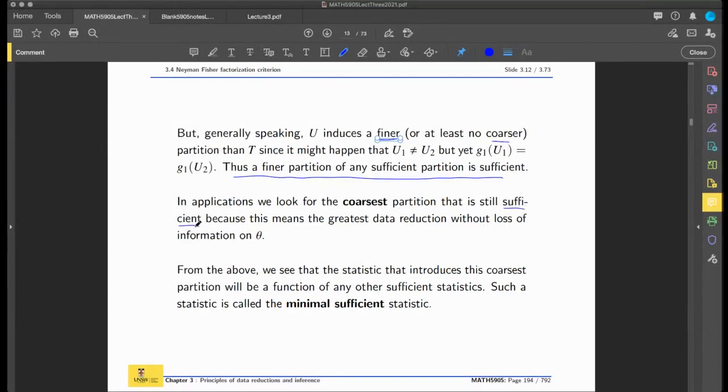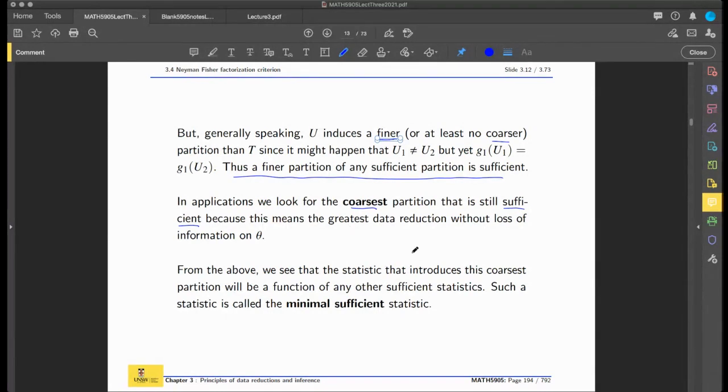Okay, because we don't want to lose information on theta, but we want it to be the smallest number of sets as possible, or the lowest dimension if I'm talking about my sufficient statistic. Because then we have the greatest data reduction without losing information about theta, right? And that's the goal. That's why we're doing this.